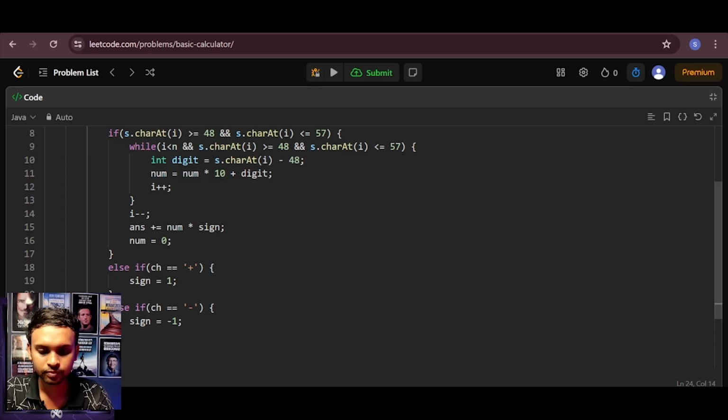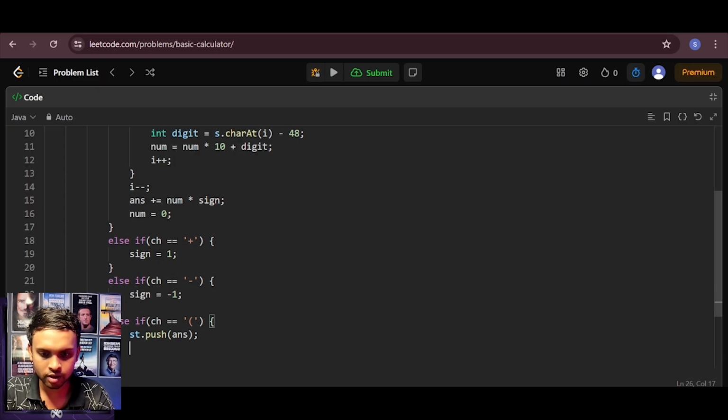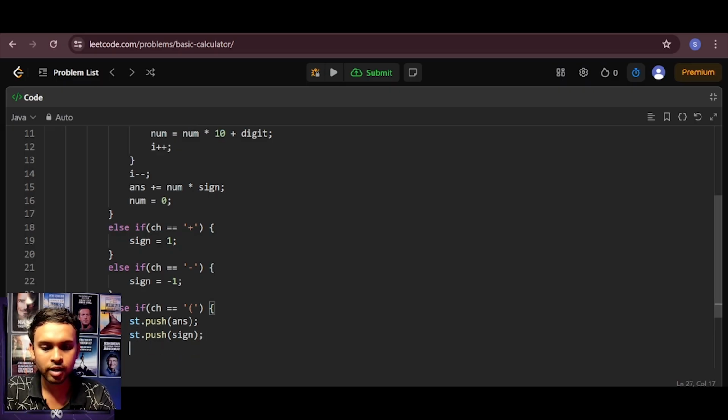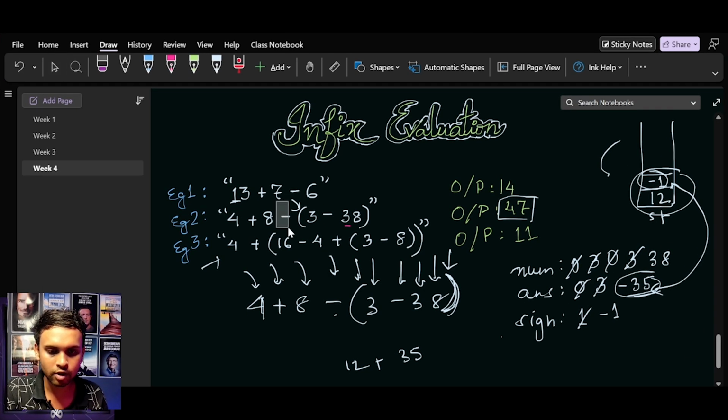Else if your character is an opening bracket, then what do we do? We push the current answer and then we push the current sign to our stack, right? So this is the first thing that we do. We push the answer and we push the sign as well. And also after that we reset both these things. Answer should be 0 and my sign should also be reset to 1. Sign should also be reset, because guys see, I am storing this sign over here in my stack only.